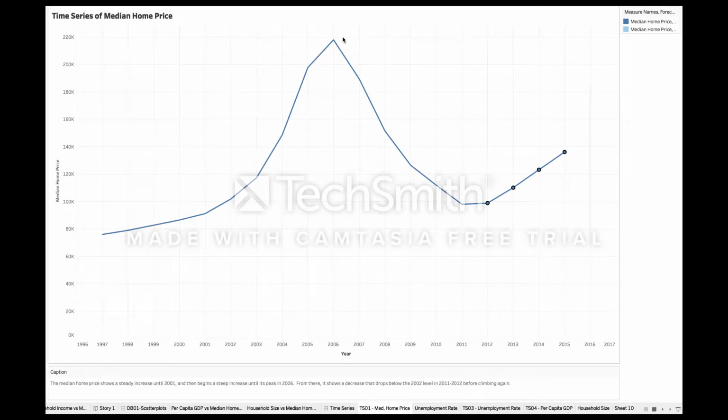Now the interesting point of this is that it shows the peak was in 2006, whereas most people acknowledge the home slowdown began in the 2008 and 2009 time frame. So this is something we're going to be looking at among the other economic indicators.